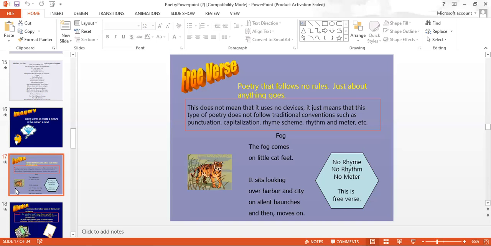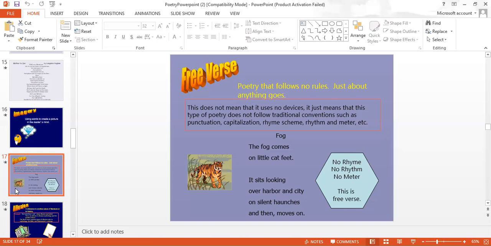So let's read this poem, which is a free verse. It just means that this type of poetry does not follow any traditional conventions such as punctuation. You can punctuate anyhow, and capitalization, you can do it anyhow as the poet wishes. So we want to read this poem and try to see so that we can be familiar with free verse, so that we can know what we mean when we say free verse.